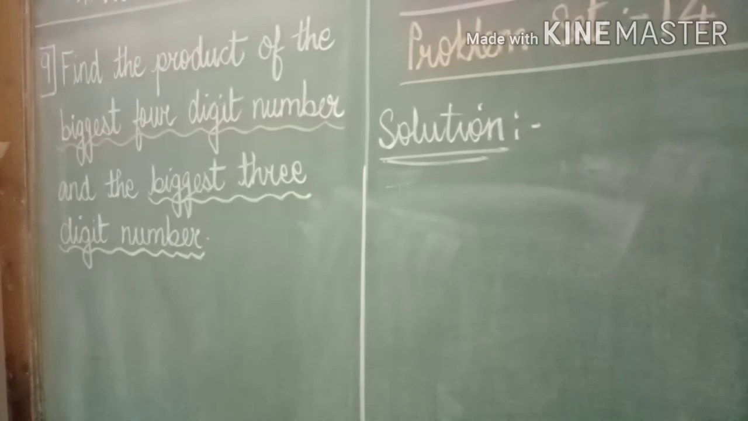We have to find the product, that means multiplication, of the biggest 4-digit number and the biggest 3-digit number. So we know the numbers very well. The biggest 4-digit number is 9,999 and the biggest 3-digit number is 999. Now when we multiply 9,999 into 999, let's see what the final answer is. That is the final product.